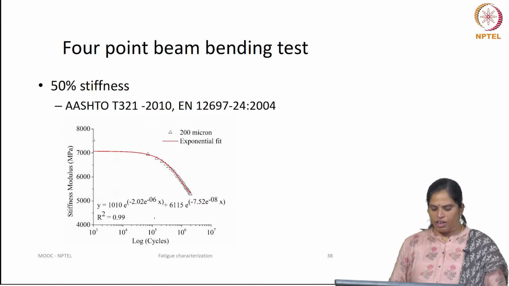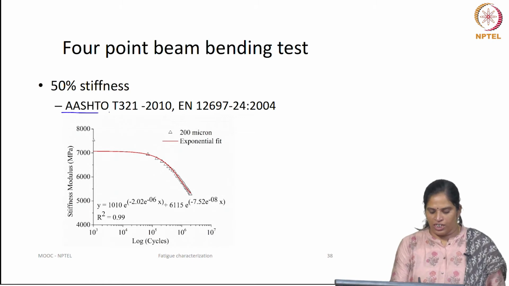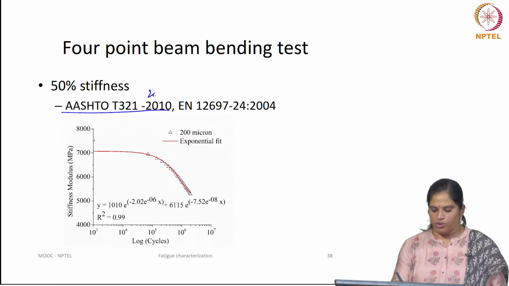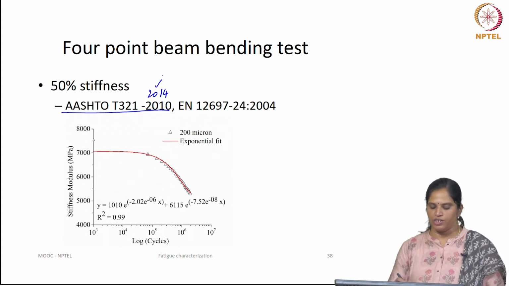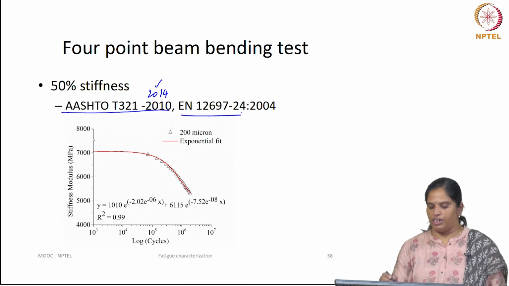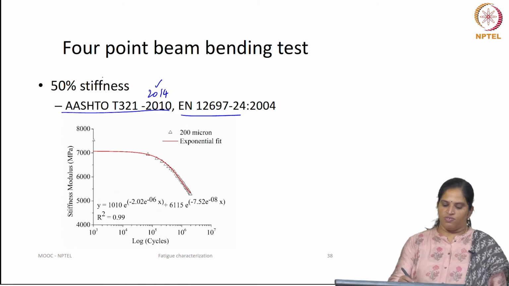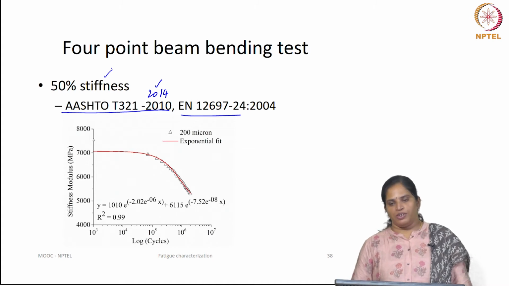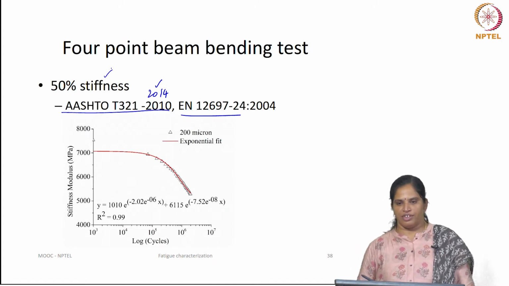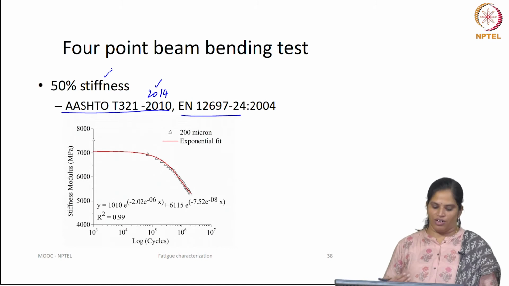So, fatigue life calculated based on the stiffness. AASHTO T321 2010, and now we have the 2014 revision. The 2014 revision recommends a different method of fatigue life calculation. As per AASHTO T321 2010 and as per the EN standard, fatigue life is estimated using a flexural stiffness value. It says that damage in a pavement occurs when the flexural stiffness falls to less than 50%. Identify the number of cycles corresponding to the 50% flexural stiffness.